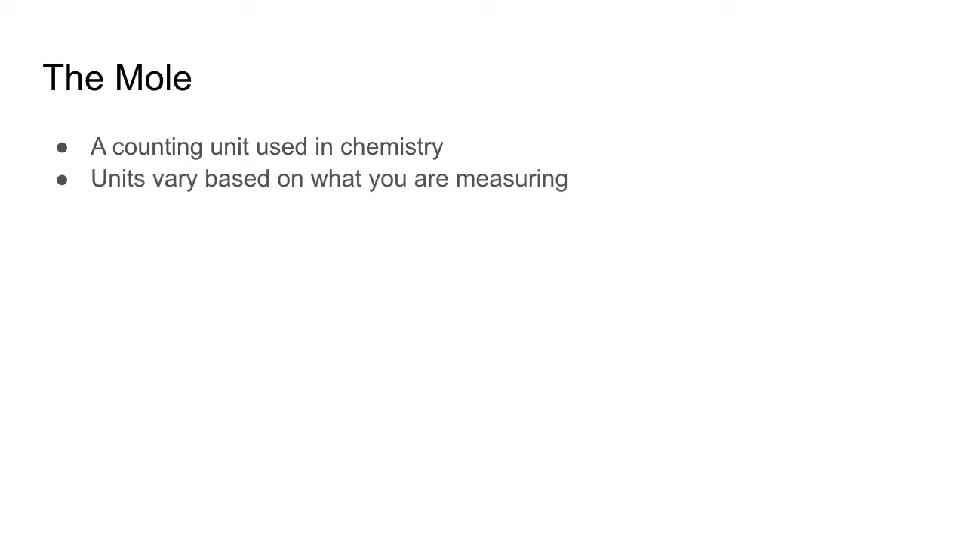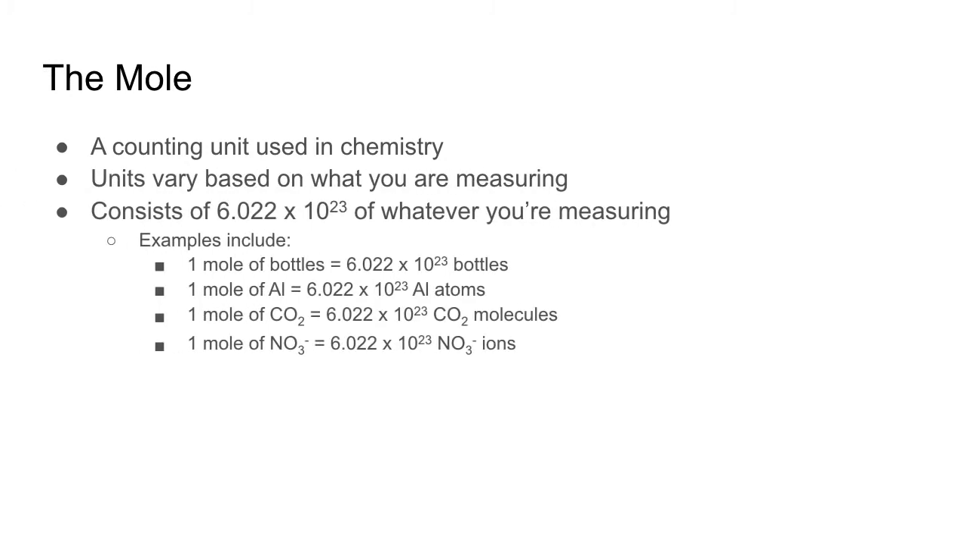First, I want to talk about the mole. It's a unit used in chemistry, and it can vary based on what you're measuring. 1 mole consists of 6.022 times 10 to the 23rd of what you're measuring. We would call this number Avogadro's number.